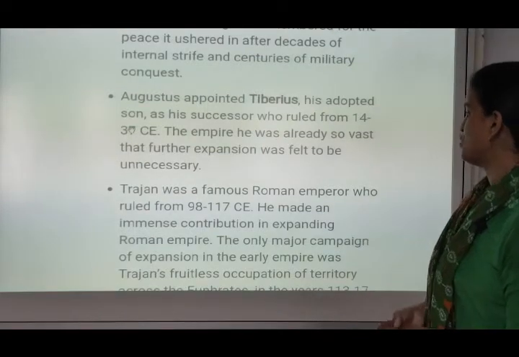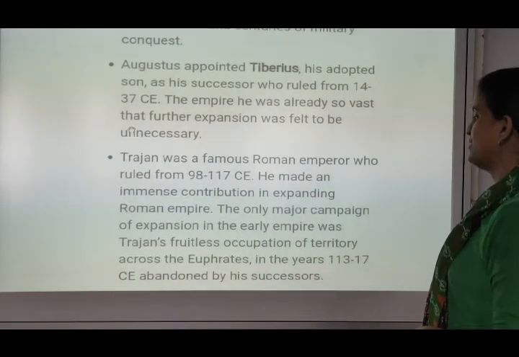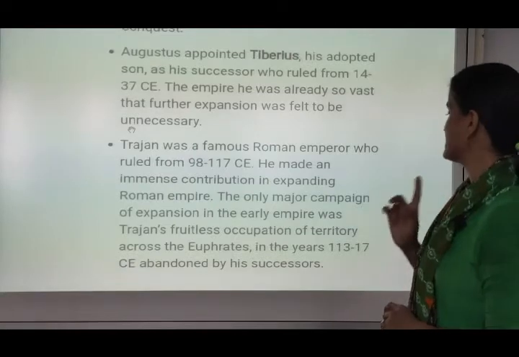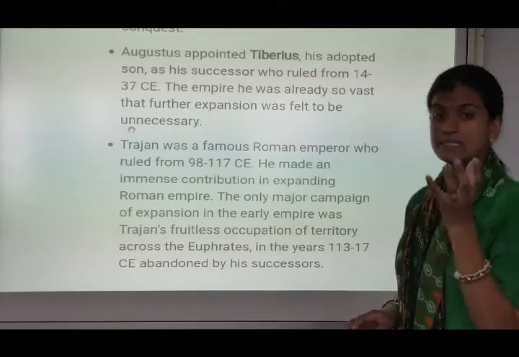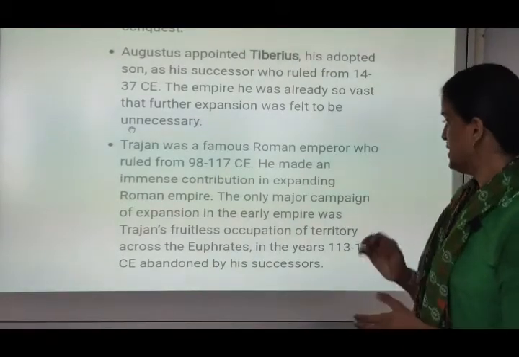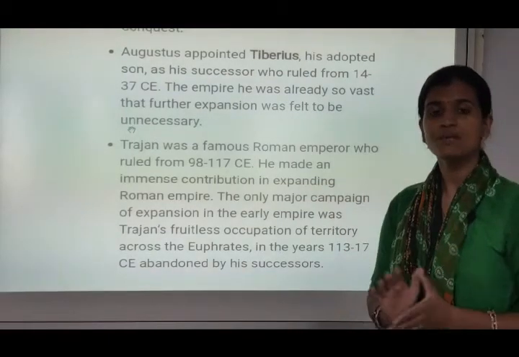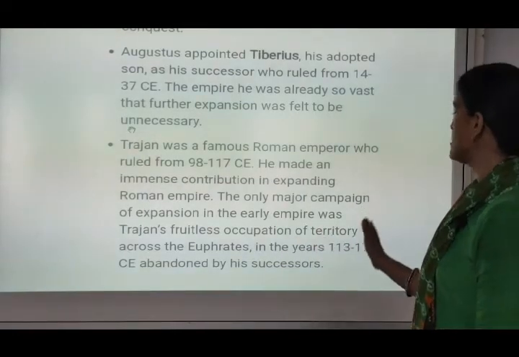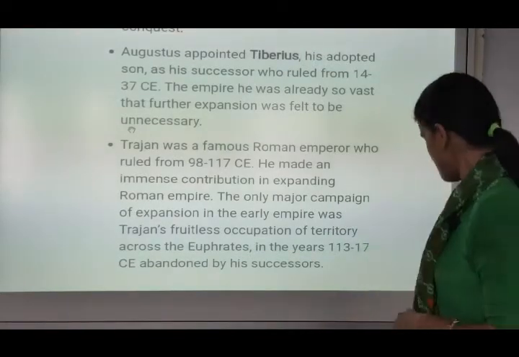The only major campaign of expansion in the early empire was Trajan's fruitless occupation of territory across the Euphrates in the years 113-17 CE, abandoned by his successors. Now what was the campaign of expansion? What was the main reason of expansion? It was Trajan's fruitless occupation of territory. Fruitless occupation of territory means he wanted to expand the territories, crossed the Euphrates in the years 113, which was then abandoned by his successors.